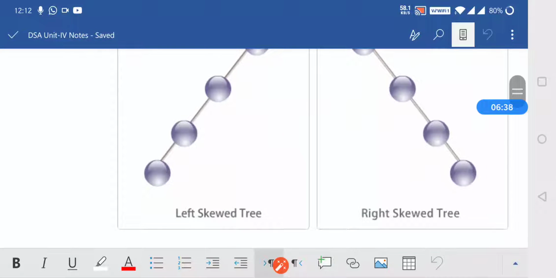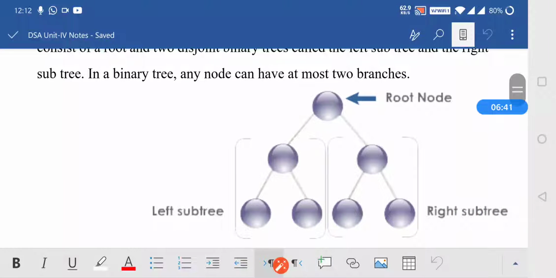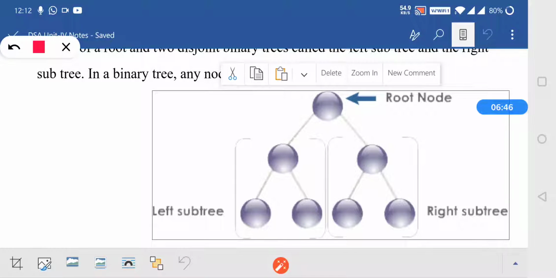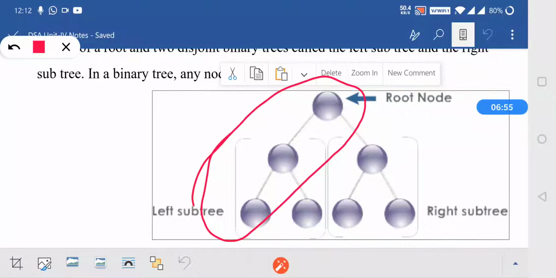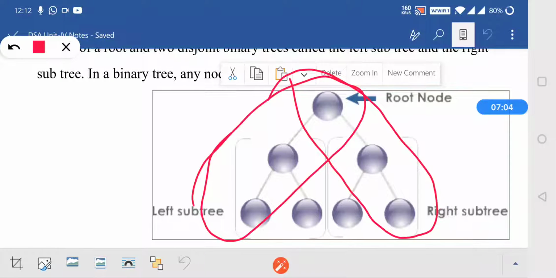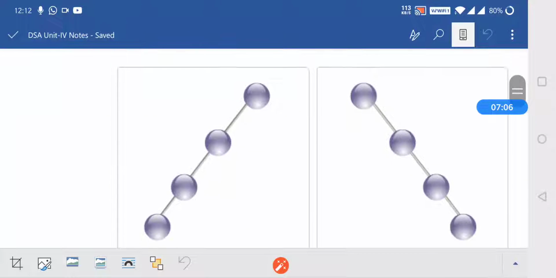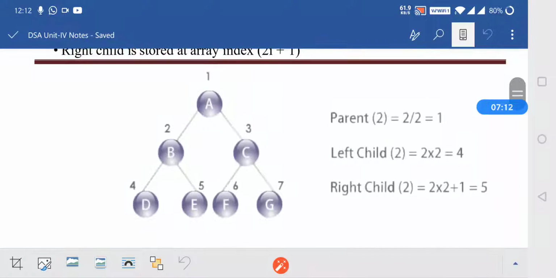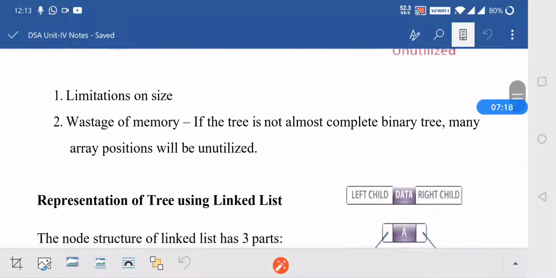Now next part is the skewed tree. We have seen this is the left subtree, this is the right subtree. But when we are talking about skewed tree, when we say left skewed tree, we will consider only the elements that are present on the left hand side. And when we consider the right skewed tree, we will consider the elements that are present only on the right hand side. So this is the left skewed tree, this is the right skewed tree, and this is our example where root node and child nodes are present over here.